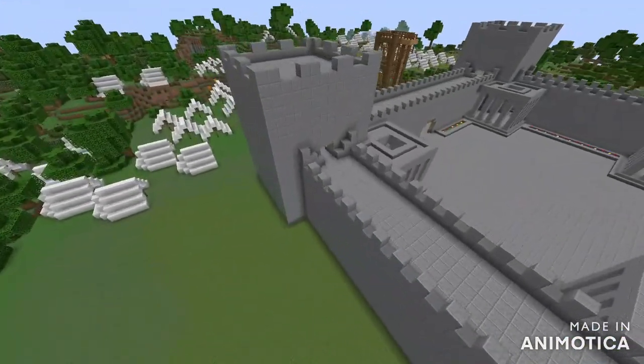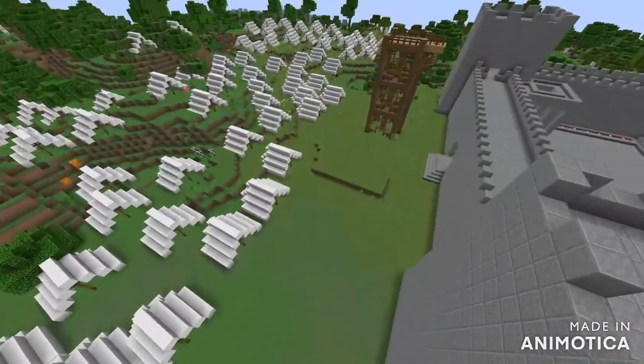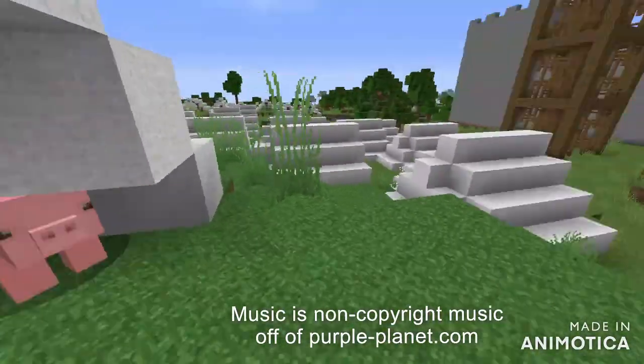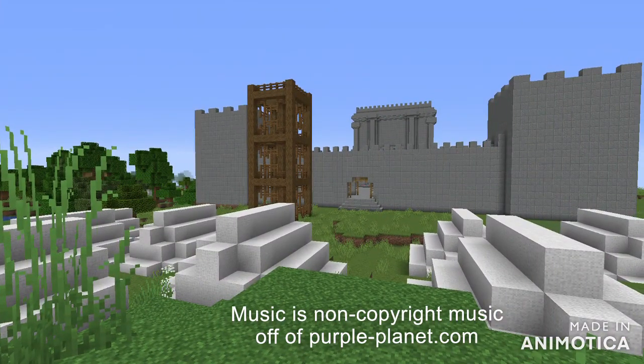So yeah, there's the temple, and you might notice there's not a whole lot of tents. There would be thousands and thousands of more tents, but didn't have time for that.